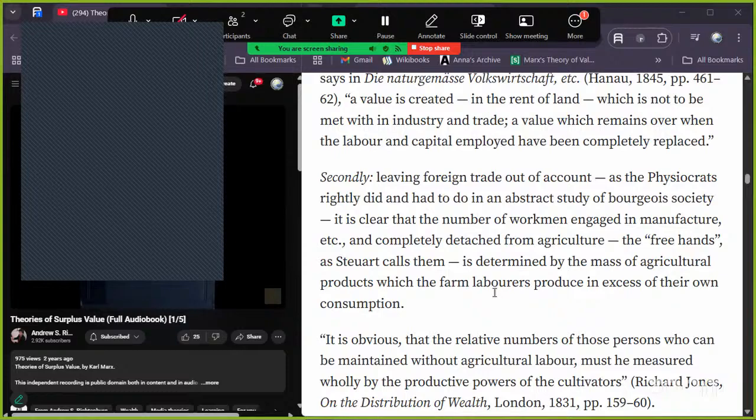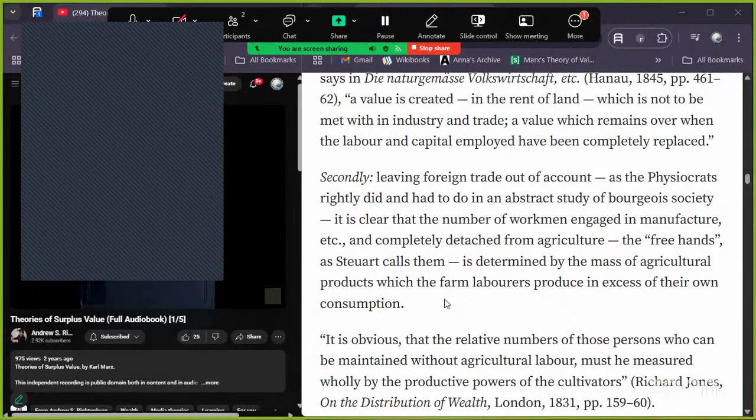Secondly, leaving foreign trade out of account, as the physiocrats rightly did and had to do in an abstract study of bourgeois society, it is clear that the number of workmen engaged in manufacture, etc., and completely detached from agriculture, the free hands, as Stuart calls them, is determined by the mass of agricultural products which the farm laborers produce in excess of their own consumption.